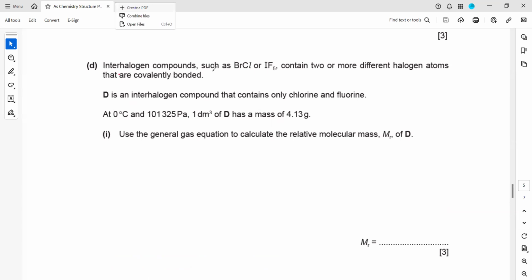So interhalogen compounds, which are BrCl and IF3, contain two or more different halogen atoms. They are covalently bonded. And D is also an interhalogen compound that contains only chlorine and fluorine. Mr was 92.5. Okay, so this was 92.5. So we'll use this value and work out the molecular formula. Here is the molecular mass we have, which is 92.5.